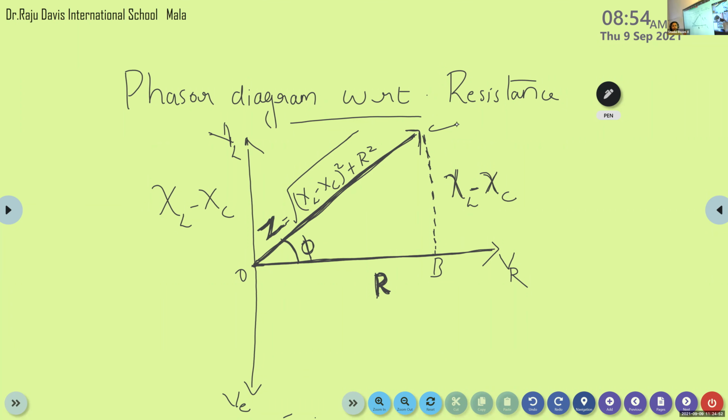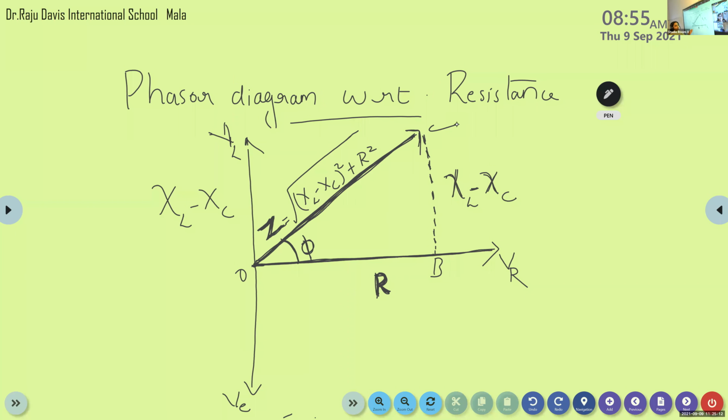From this diagram, we need to derive two important equations. That's why we consider the Phasor diagram with respect to resistance. That's all. So this triangle is known as impedance triangle because all the three sides represent the value of resistance. That's why we call this triangle an impedance triangle.